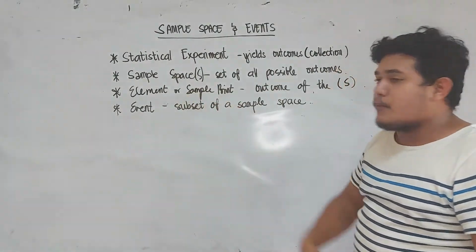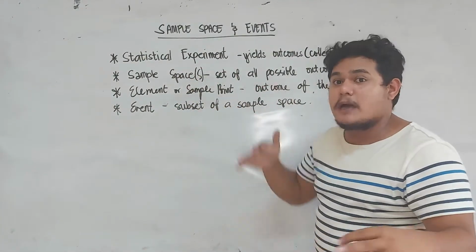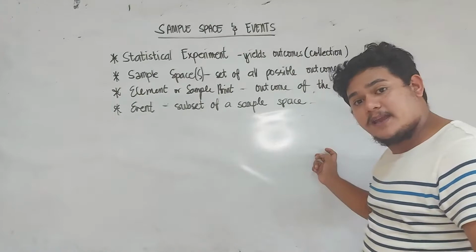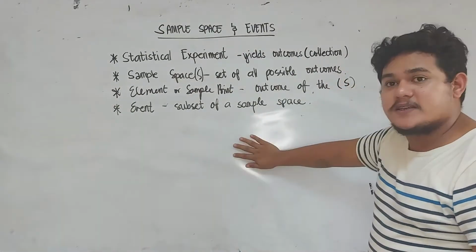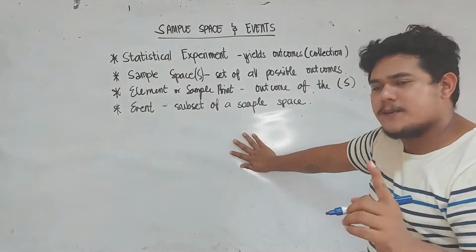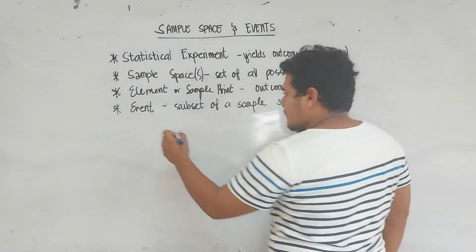The element or sample point, these are the values inside your sample space, like 1, 2, 3, 4, 5, 6, 7, 8, 9, 10, and etc. When we say event, these are the subset of a sample space. Example.